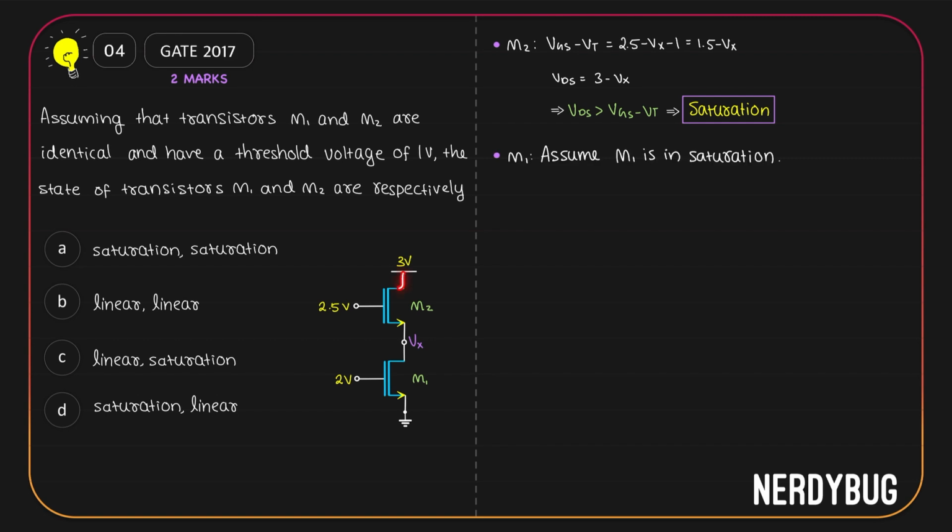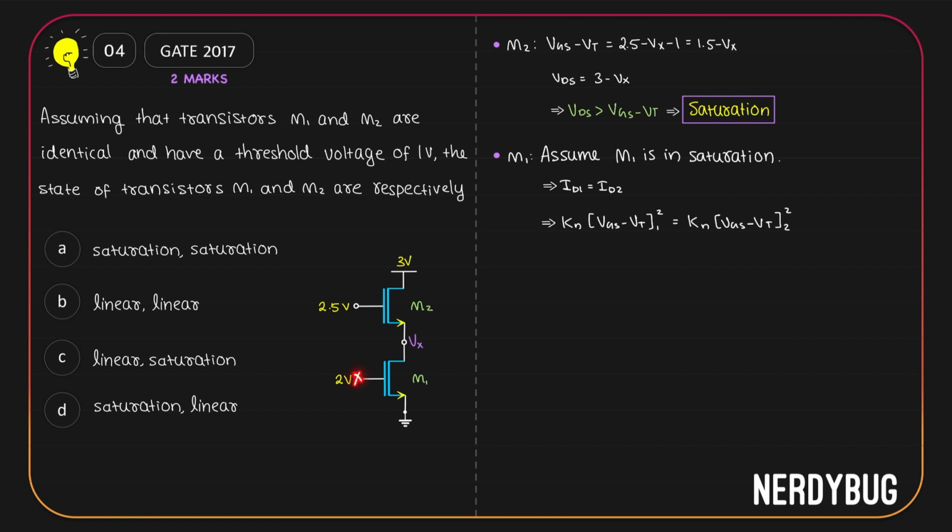Again, drain current for both MOSFETs will be the same. So we can write ID1 is equal to ID2. We already know M2 is in saturation and we are assuming M1 is in saturation. So we can use the same expression for ID1 and ID2. Kn (VGS minus VT for the first MOSFET) squared is the same as Kn (VGS minus VT for the second MOSFET) squared. Kn and Kn get cancelled because the two MOSFETs are identical. VGS minus VT for the first MOSFET.